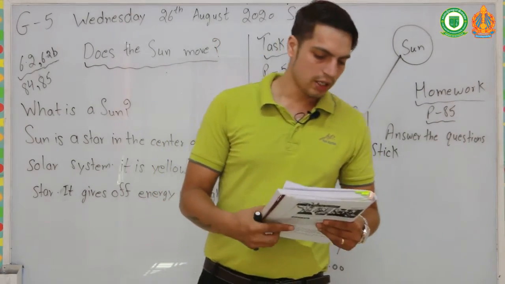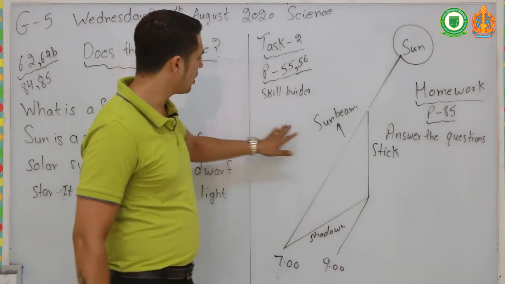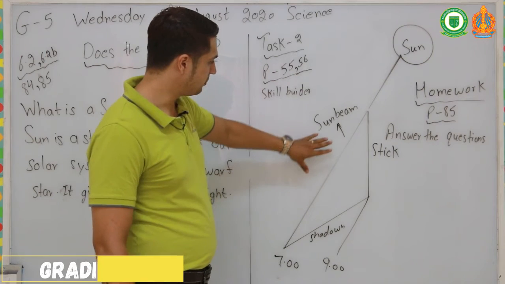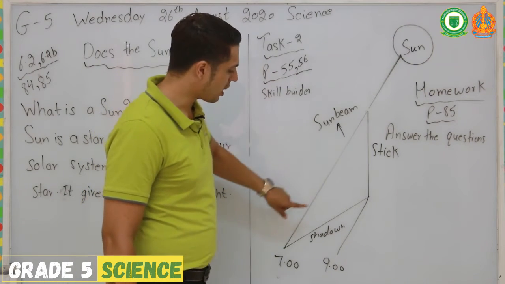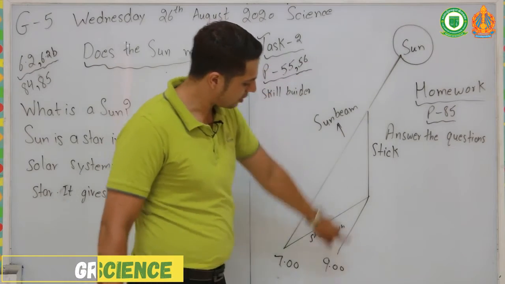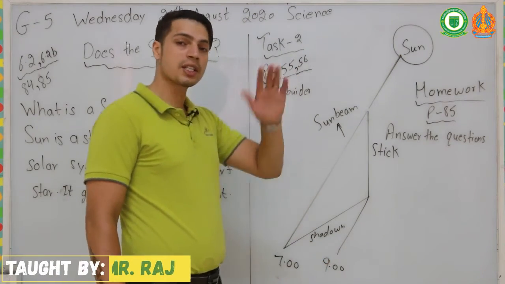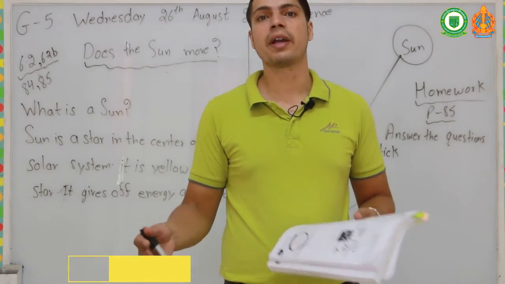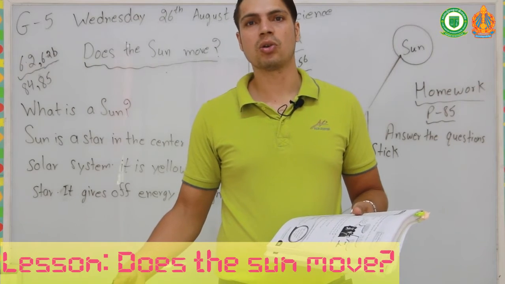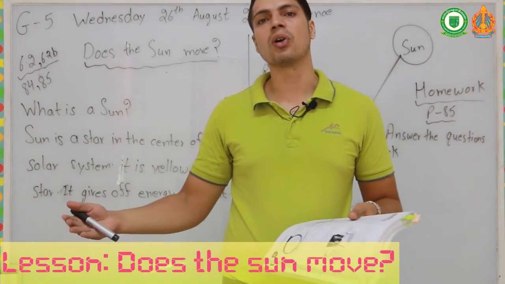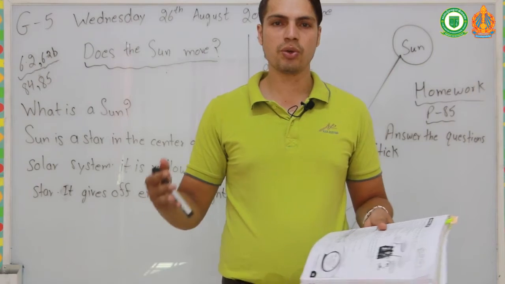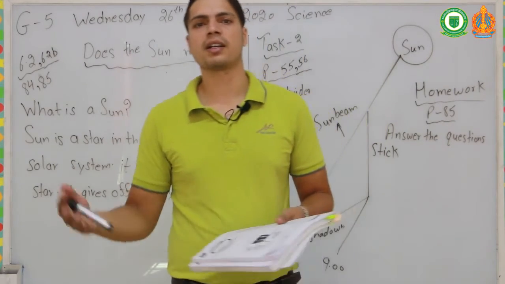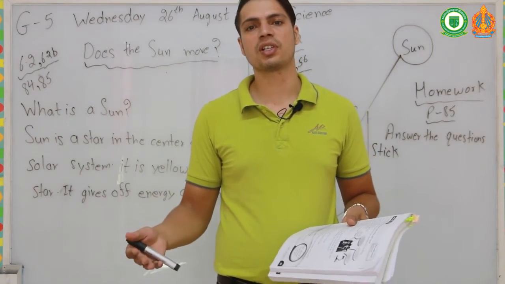In this experiment we can see a sunbeam. When the sun comes this side, it's 9 o'clock. You can see it from your window, and you will see a shadow of your window. It will change throughout the day. If you keep an eye on the window, you will see the shadow change.